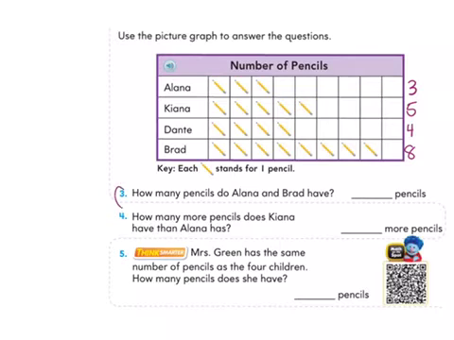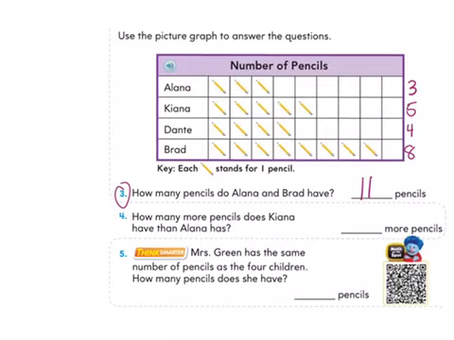So our first question is, how many pencils do Elena and Brad have? Well, that means we need to add those 2 together. So we are going to look at Elena's amount and Brad's amount and add those 2 numbers together. So Elena has 3 pencils. Brad has 8 pencils. So we need to do 8 plus 3, which equals 11. So Elena and Brad have 11 pencils.